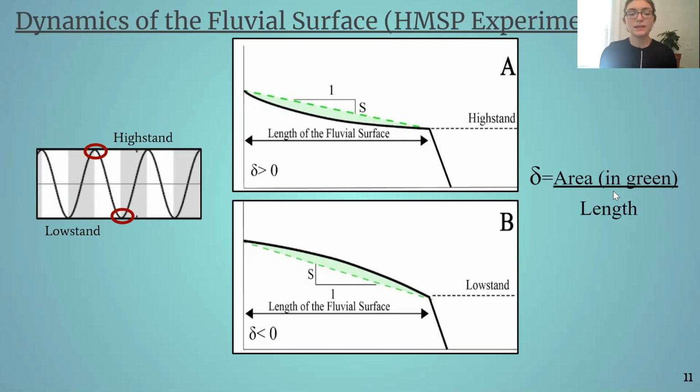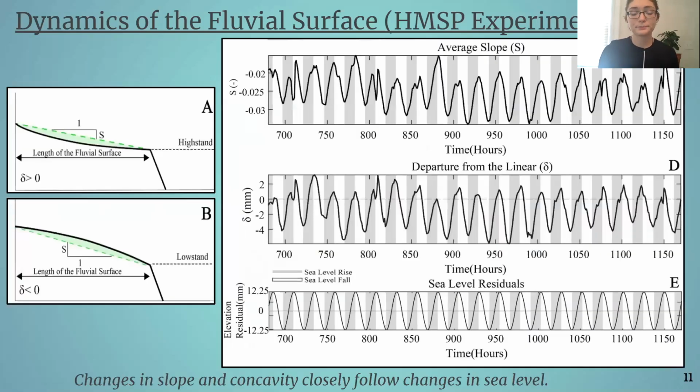This means that a positive delta value would have a convex shape, and a negative delta value would have this concave shape. So I calculated how the slope and curvature in the experiment changed with time. On the top here, you can see the changes in average slope through time. In this middle plot, you can see the changes in the departure from the linear, and the bottom is just sea level, for reference.